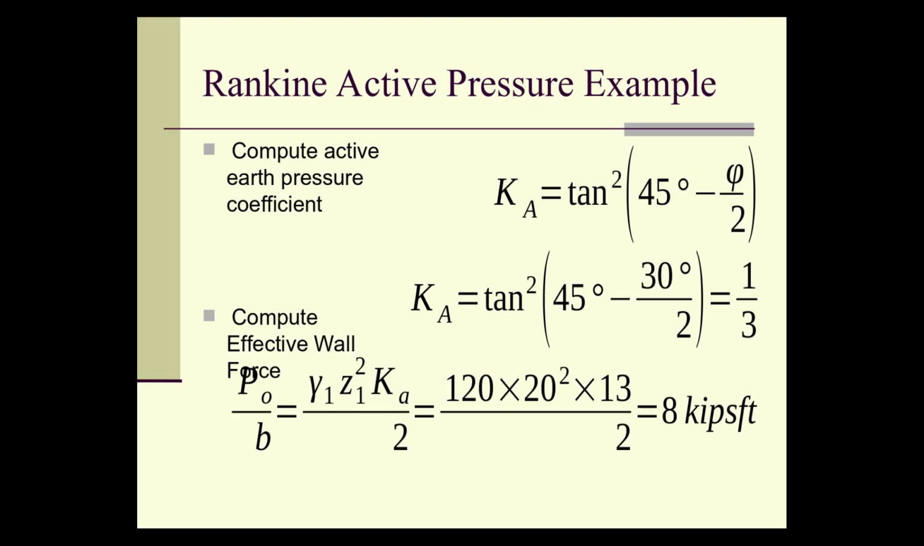There's a slight typo right here. This should be 1 over. For some reason, these equations have lost their slashes. So that should be 1/3 there instead of 13. Should be 1/3 over 2. And I end up with 8 kips per foot, which, if you remember, is lower than the at-rest condition, which makes sense from what we discussed previously.